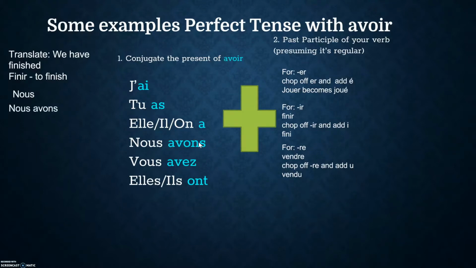The second half of the conjugation is going to be the past participle of the verb I'm trying to conjugate, which is finir. Finir is regular. It's an IR verb. I'm going to chop off that IR and I'm going to add an I. So nous avons fini. And then, is there an agreement? Definitely not, because it's an avoir verb, not an être verb. So it's just going to stay like this.